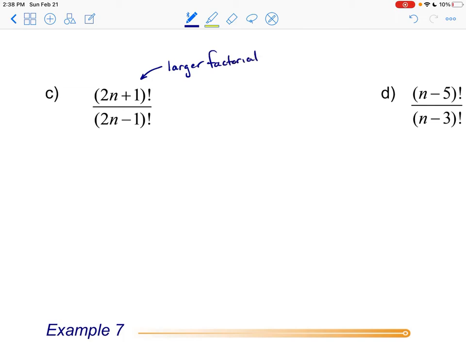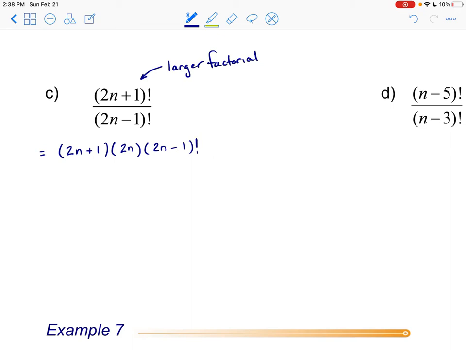So we want to write that out until we get to something that we can cancel, or something on top that's also on bottom. So the fact that we have 2n now doesn't change our problem. We're still starting with the plus 1. So the next term in our factorial would be 2n plus 1 minus 1. So those ones go away. And then our next one would be 2n minus 1. Okay, and we'll stop there.